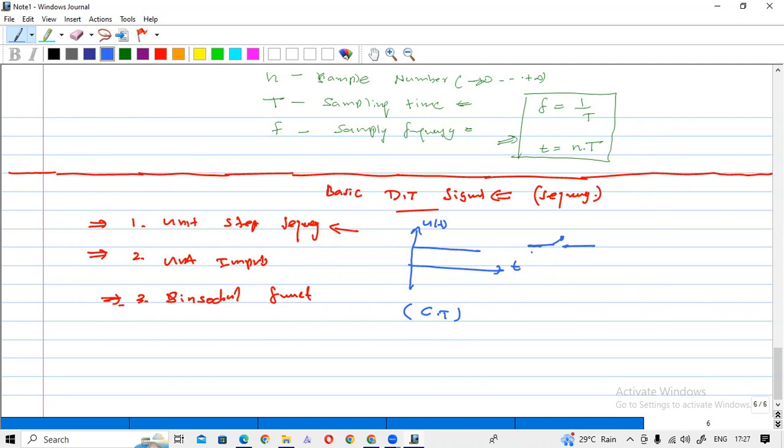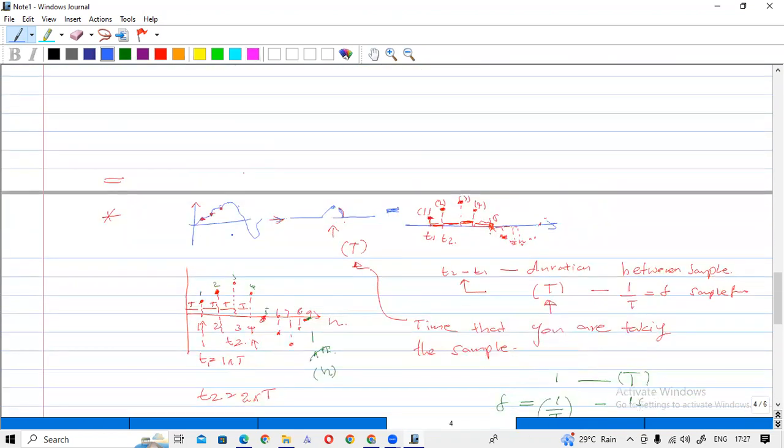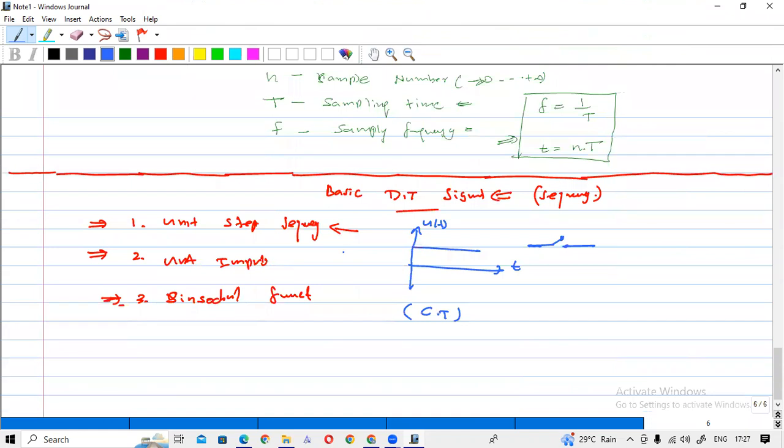You have to send this signal through a switch, like we have done here. Now let's say that you are going to switch this on and off in t time duration.